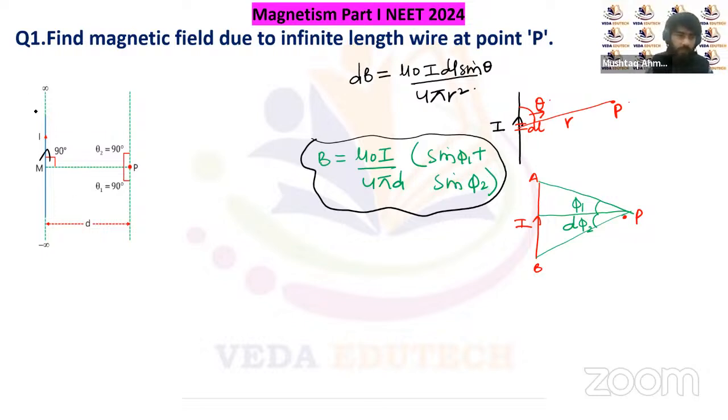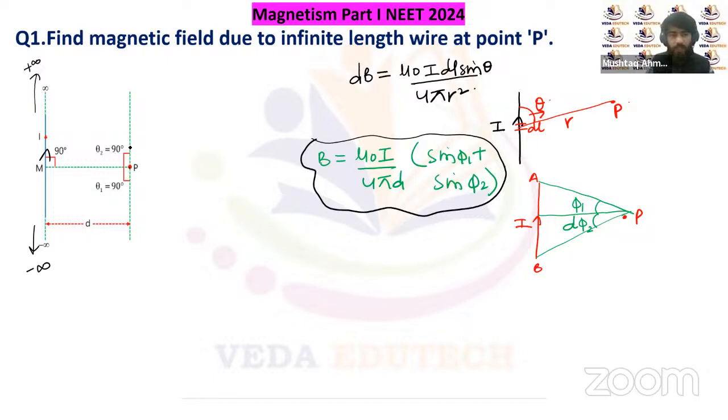Now you can see that this wire actually extends to plus infinity in the positive y direction, and it extends to minus infinity in the negative y direction, right? So that's the reason we say it is an infinite length of wire. Now the upper end of this wire will be at plus infinity, and the lower end of this wire will be at minus infinity. It means that this point will make an angle of 90 degrees with the upper end of this wire, and it will make 90 degrees with the lower end of this wire as well.